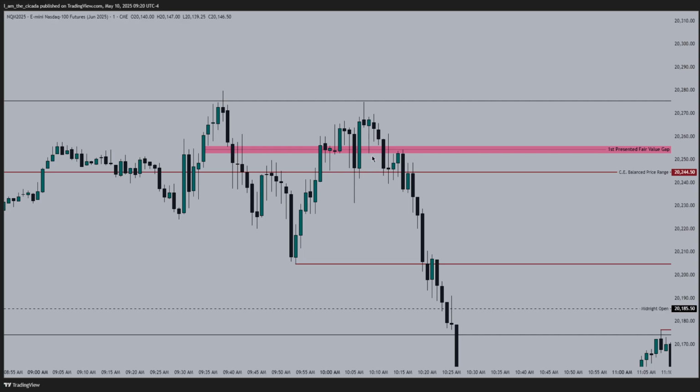This is just nice to see. It's not really significant, it doesn't tell me anything more about price, but it's just nice to see how the algorithmic signatures play out within the intraday price levels. From there, we run lower, fail to dig through the CE level of the balanced price range. We run back higher, touch the first presented fair value gap, consequent encroachment right to the tick. That's just perfect. Again, doesn't tell me much. It's just nice to see the signatures.